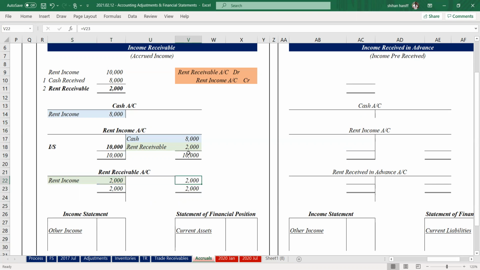Receivable, we take the balance to the next year. So 2,000. The other income, rent income is 10,000. Current asset, rent receivable is 2,000.